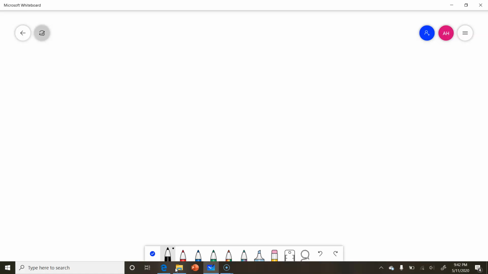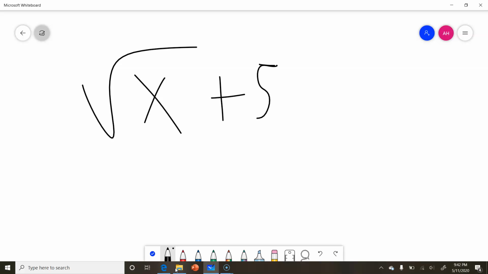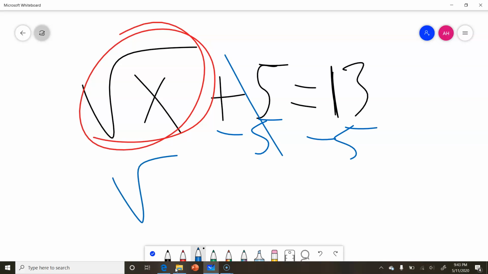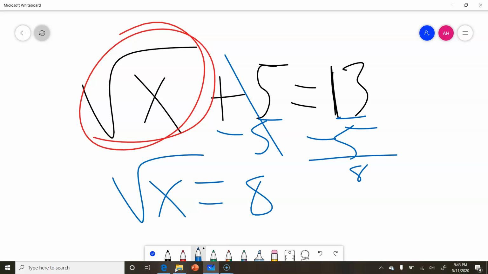But moving right along here, then we have solving equations. So if we have something like this, the square root of x plus 5 equals 13. All we do is we solve for x just like we would a normal equation. So the first step is to subtract 5, and I'm left with the square root of x equals, what's 13 minus 5? That's 8, so I'm left with that.